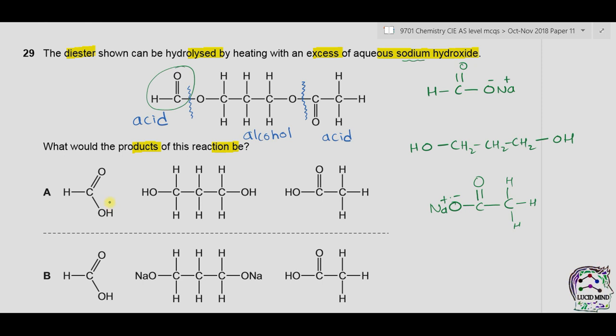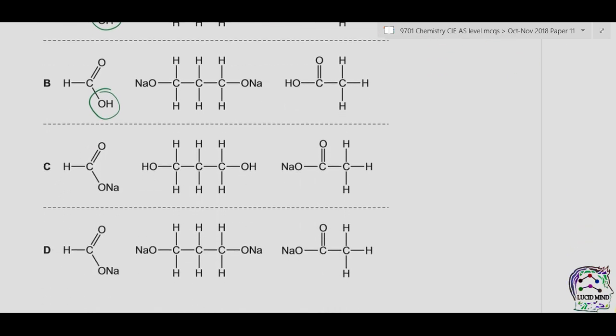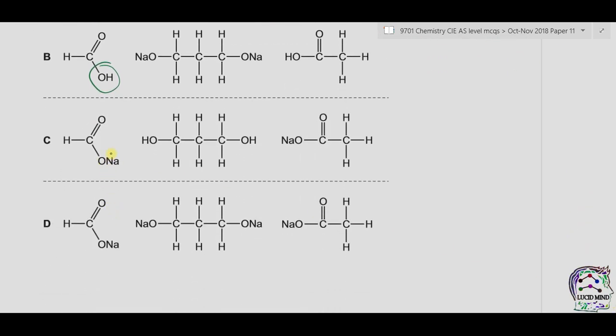In A we can see that they have made carboxylic acid, not sodium salt, so A and B are incorrect. In C and D they have made sodium salt of carboxylic acid, which is correct. Central one is alcohol. This is also sodium salt of carboxylic acid, while in this one they have converted alcohol into sodium salt, which is incorrect. Correct answer is therefore C.